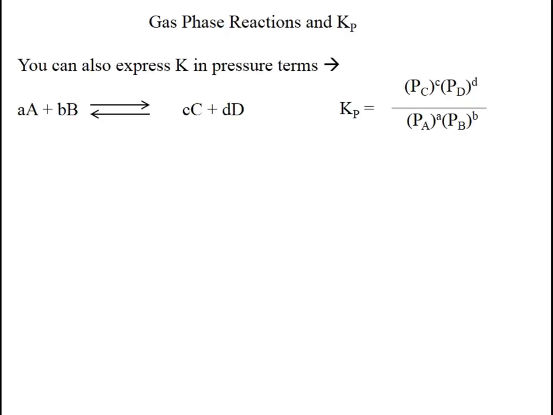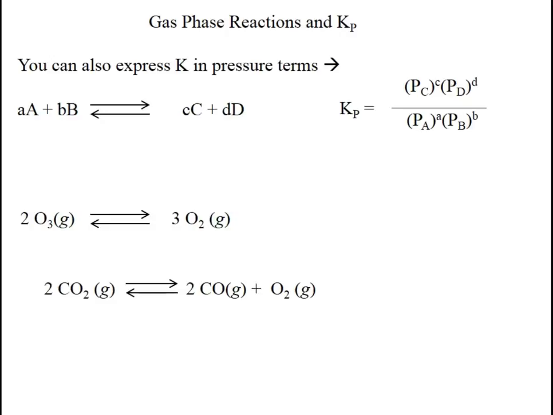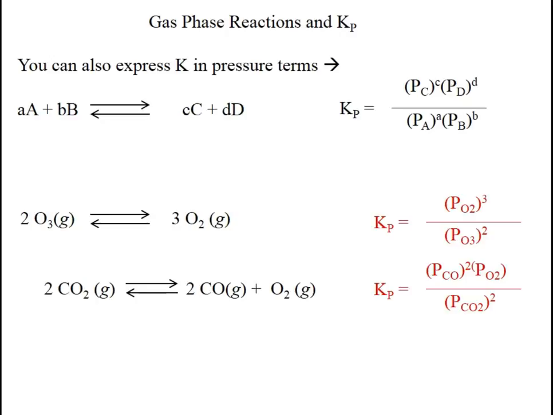Okay, so let's just do a couple of practices, make sure people know how to do this. So you can see the generic reaction up here and the Kp expression for a generic reaction. So if we practice for these two, we have 2 moles of ozone reacting to form 3 moles of oxygen in the first reaction, and then we have 2 moles of CO2 reacting to form 2 moles of carbon monoxide and 1 mole of oxygen. So the one on the top, you're going to get a Kp expression where you have the partial pressure of oxygen cubed because of that 3 coefficient, divided by the reactant ozone, partial pressure of ozone squared. And then the lower reaction, we're going to have the partial pressure of carbon monoxide squared times the partial pressure of oxygen to the first power, divided by the partial pressure of CO2 squared in the denominator.